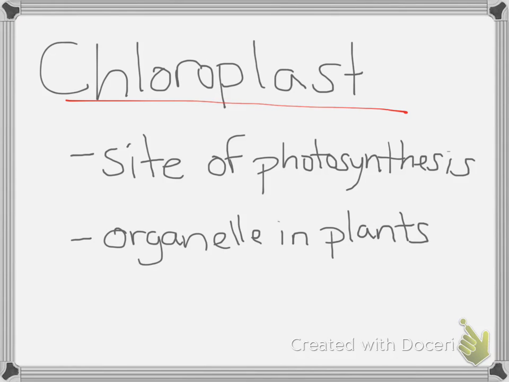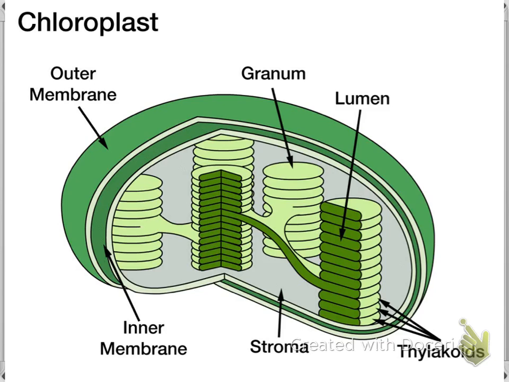We have the chloroplast, which is the site of photosynthesis. Chloroplast has chlorophyll in it. It is an organelle in plants. We can see here there are some parts that you need to know, the stroma being one of them, which is where photosynthesis, the dark reaction or light independent reaction happens, and then the thylakoid, which are these stacks of pancake-looking things right here. Also important, that is where the light reactions occur in photosynthesis.